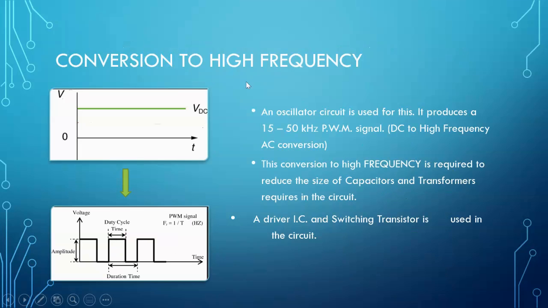Now we have to convert this DC signal that was generated in the previous step into a high frequency AC signal. An oscillator circuit is used for this purpose that produces a 15 to 50 kilohertz PWM signal, that is DC to high voltage high frequency AC conversion, and this conversion to high frequency is required to reduce the size of capacitors and transformers required in the circuit. A driver IC and switching resistor is used in this circuit.